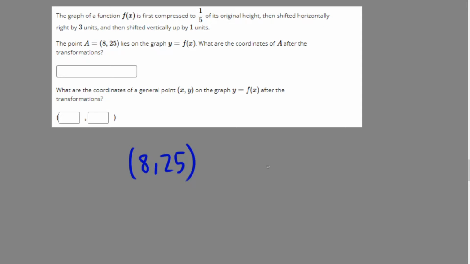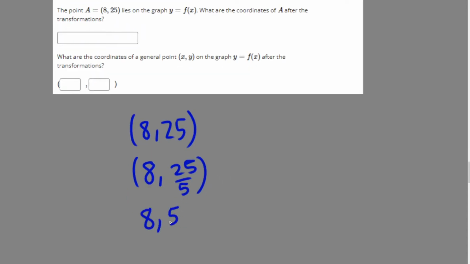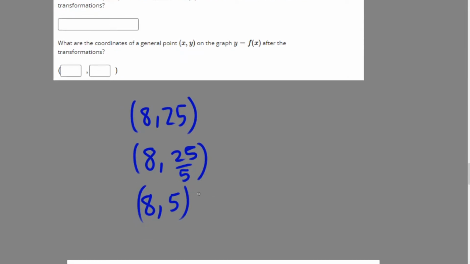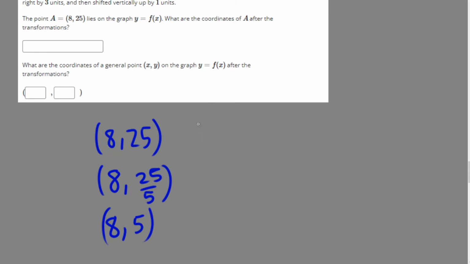We are first going to shift it, we're going to compress it. So either you divide this by 5 or multiply by 1/5, which is exactly the same operation. So x, y, which is 25 divided by 5, that will give you 8, 5. And then we shift it horizontally right by 3 units. If you remember, we're adding 3 to our x value.